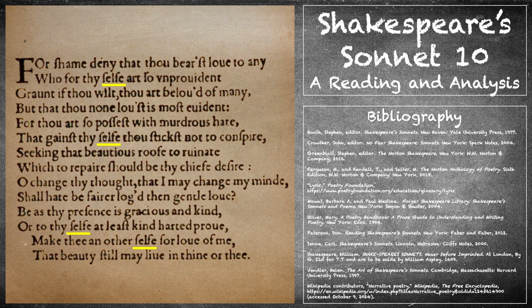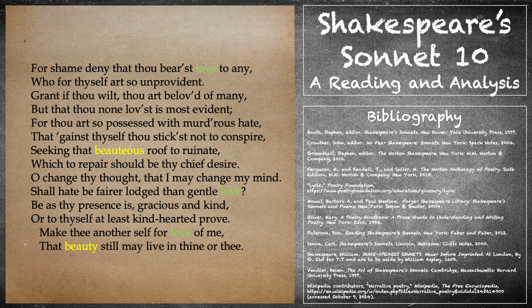If we're reading the quarto version, however, we see that the word self appears in lines 2, 6, 12, and 13. So self is the key word of Sonnet 10. Keep this in mind for our comprehension questions today. And, by the way, if you're wondering why the S's in this text are written like F's, please see our video lesson, Introduction to William Shakespeare Sonnets. We explain everything there. Moving right along, we now come to the couplet ties found in Sonnet 10.